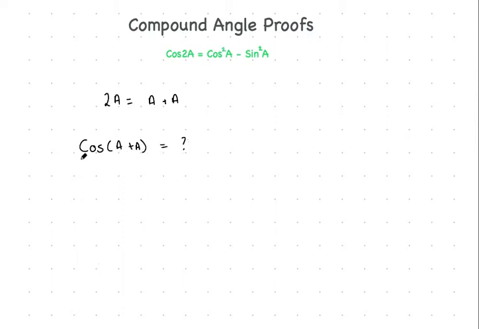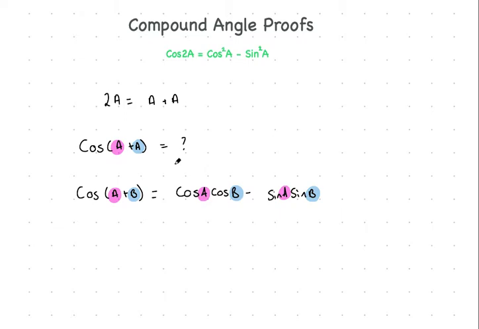And if you think back to our proofs, there is a compound angle formula that deals with a plus b. And that tells us that it goes to cos of a, cos of b, minus sine of a, sine of b. So instead of having a and b, we're actually dealing with a and a. So all of the b's here are going to become a's. So that's all we have to do, is break down 2a into a plus a.